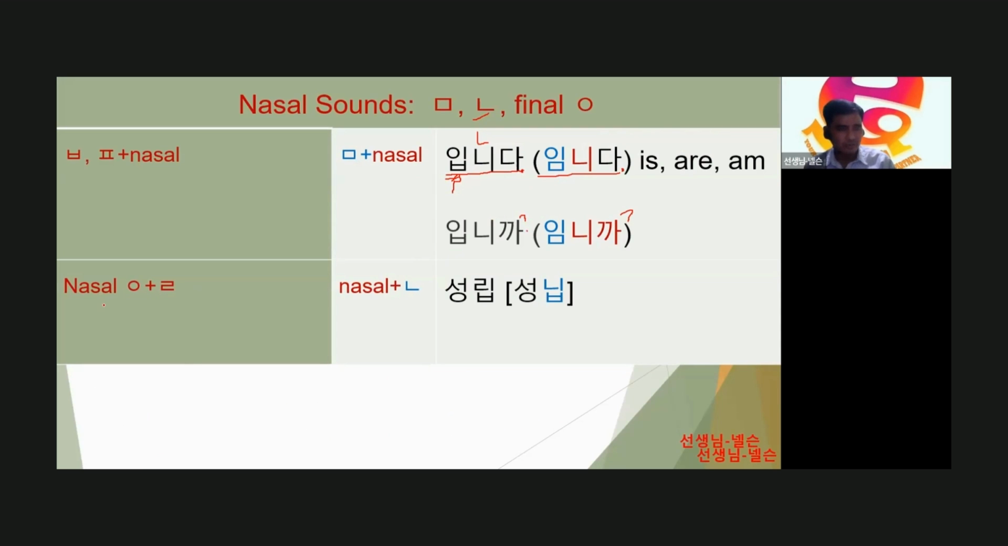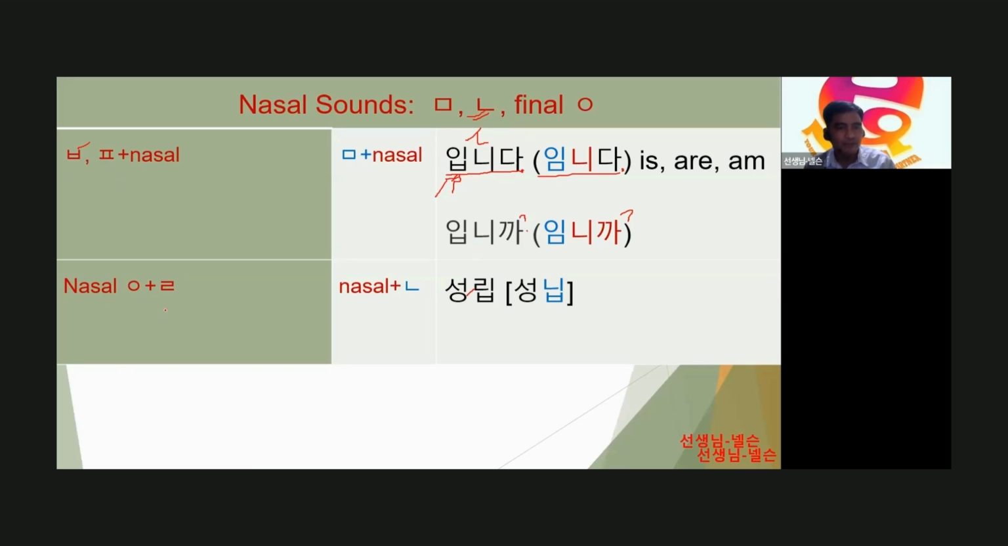Then, the last nasal assimilation example in this slide. This character plus real, so they follow one another. The earlier one, biyop, is followed by neon. Biyop, neon. Instead of ipnida, the correct pronunciation is imnida. Same as instead of ipnika, the correct pronunciation is imnika.